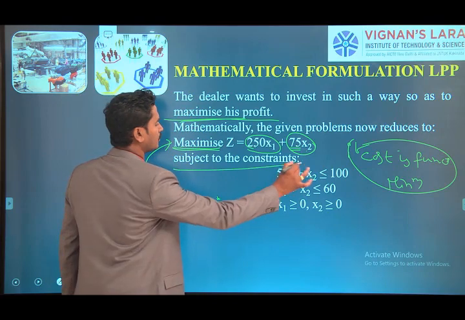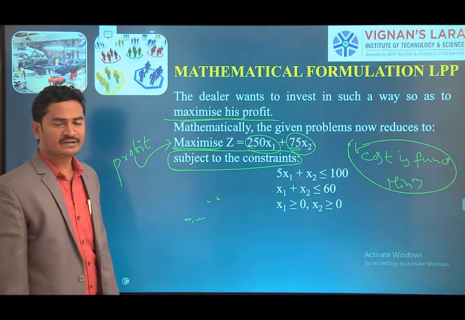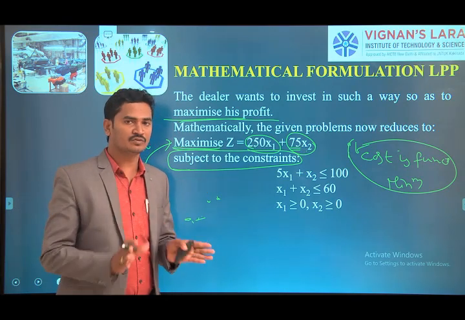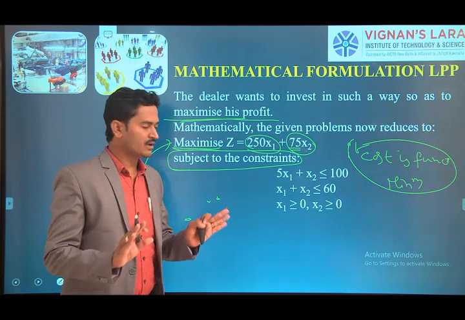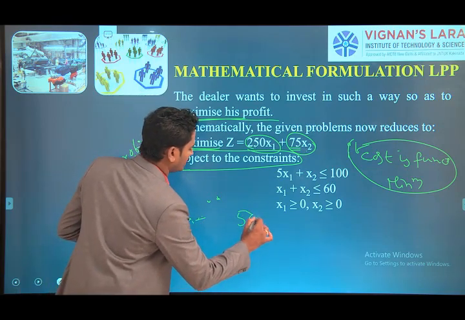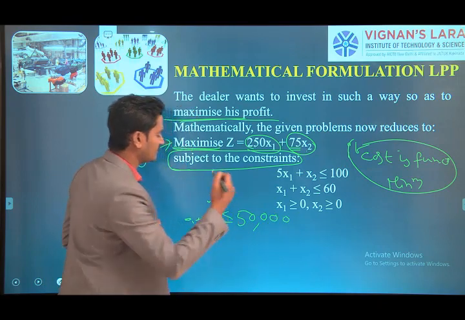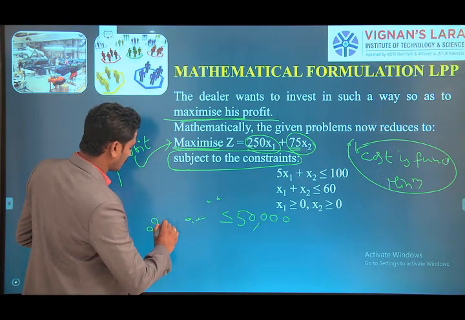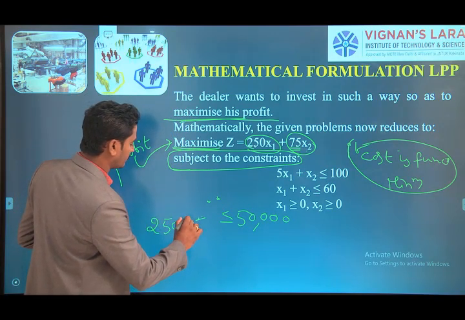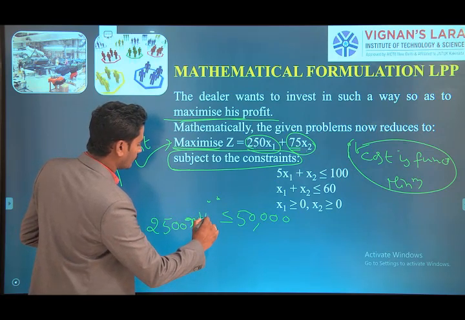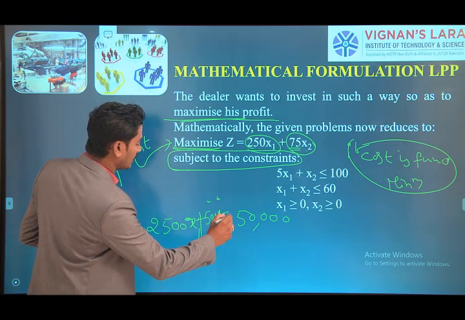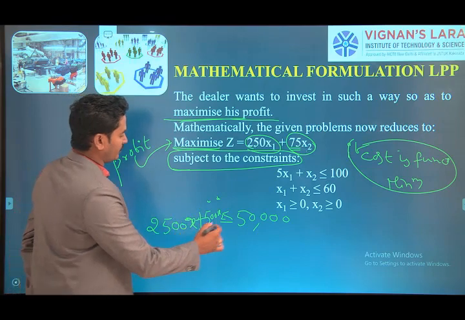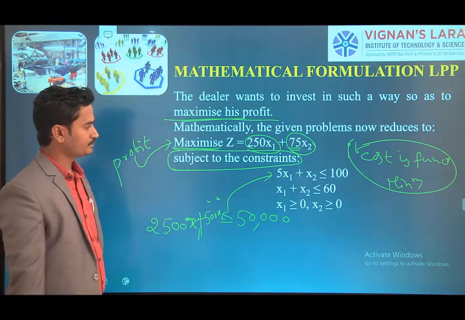Next, subject to the constraints. Here, what are the constraints? Already they decided to invest the money. He is going to invest 50,000 rupees only. That is the maximum amount. Okay, that's why we have taken 50,000 rupees as a maximization type, less than or equal to 50,000, and he is going to purchase with the cost of 2,500 rupees per table and 500 rupees per chair. I converted this by dividing by 500, we get this equation.